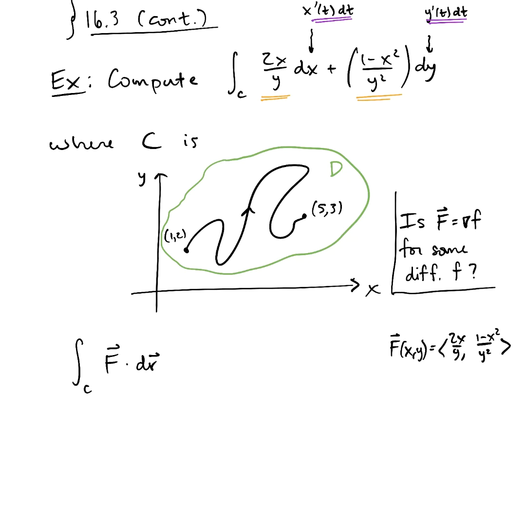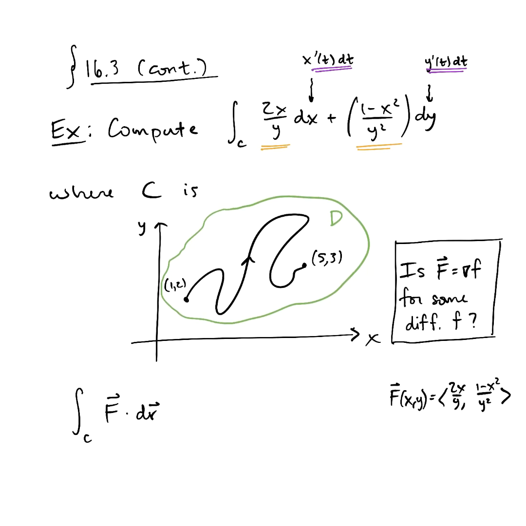Now, we could just launch into trying to find little f, or we could look before we leap and make sure that little f is there to be found. Remember, this is M, and this is N, and if M is meant to be little f's x partial and N is meant to be little f's y partial, then those mixed partials from Clairaut would have to match. So we would need dM/dy to be the same as dN/dx. And if you take those two partials, you find they indeed do match.